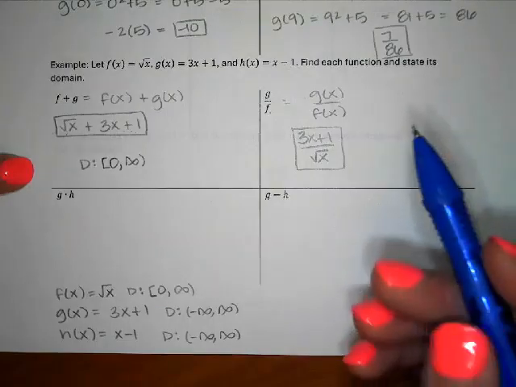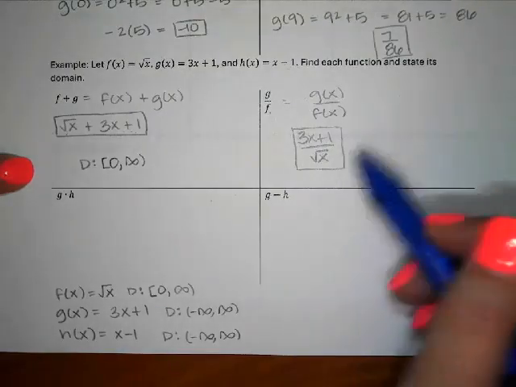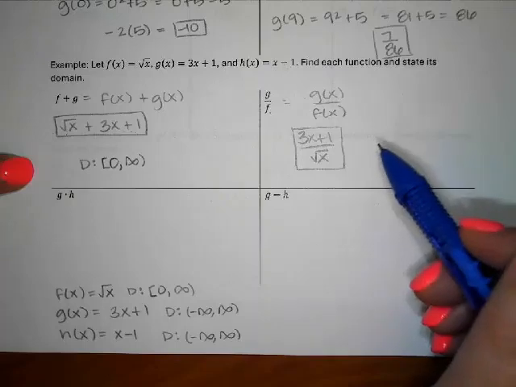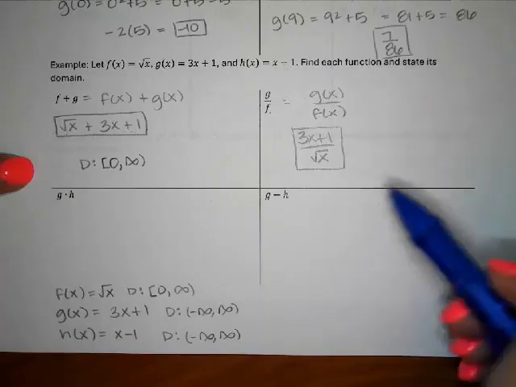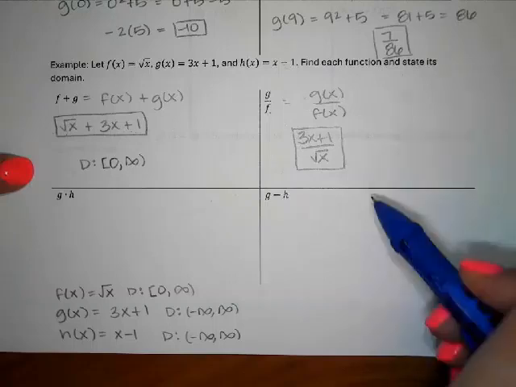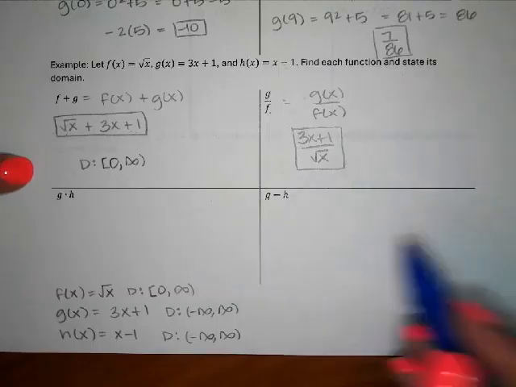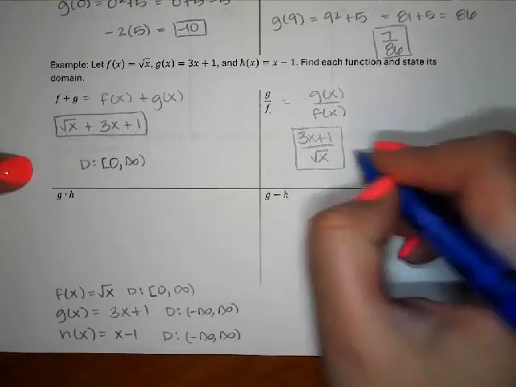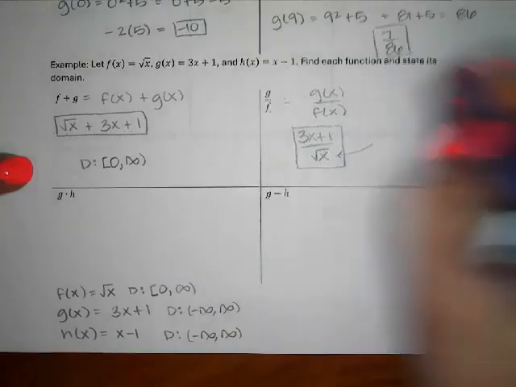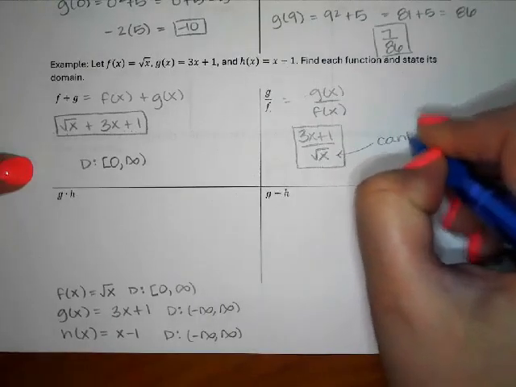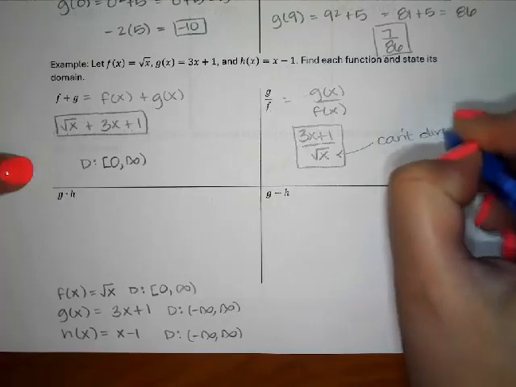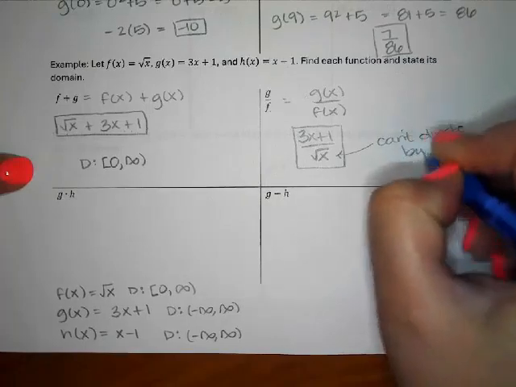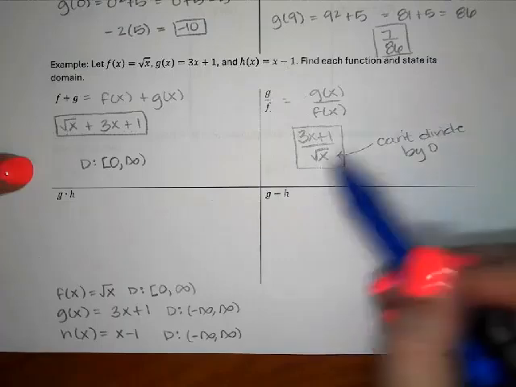So when we deal with fractions like this, what we have to be careful of is that we can't divide by 0. You can divide by negative numbers, you can divide by positive numbers, but you can't divide by 0. So I'm going to write that as a note to myself. Can't divide by 0.